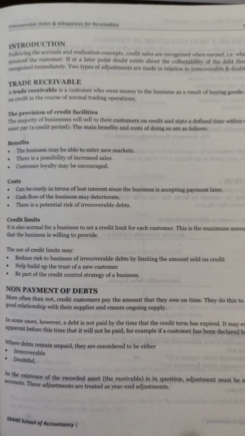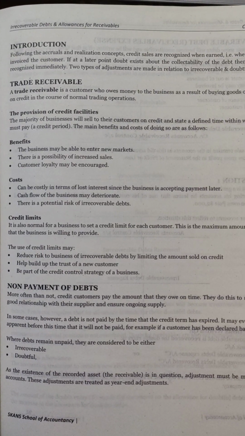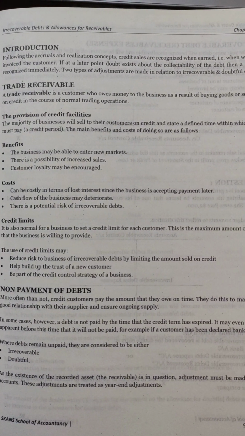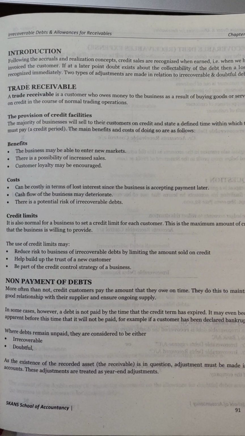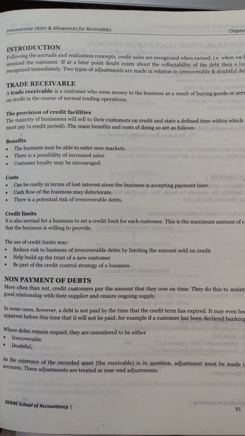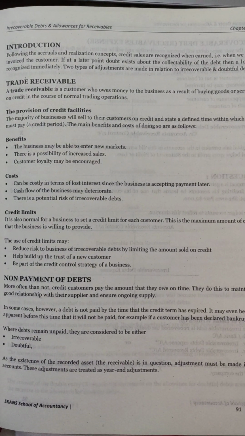Okay, so today's topic is irrecoverable debts. So, introduction. Following the accruals and realization concepts, credit sales are recognized when earned, i.e., when we have invoiced the customer. If at a later point doubt exists about the collectability of the debts, then a loss is recognized immediately.